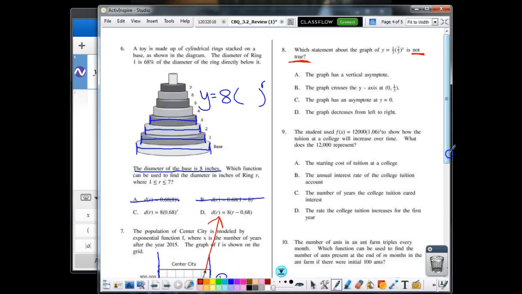So then, a vertical asymptote, we don't deal with that in Algebra 1. So there's no vertical asymptotes. But we do deal with horizontal asymptotes, right? That's the one where it's like this.